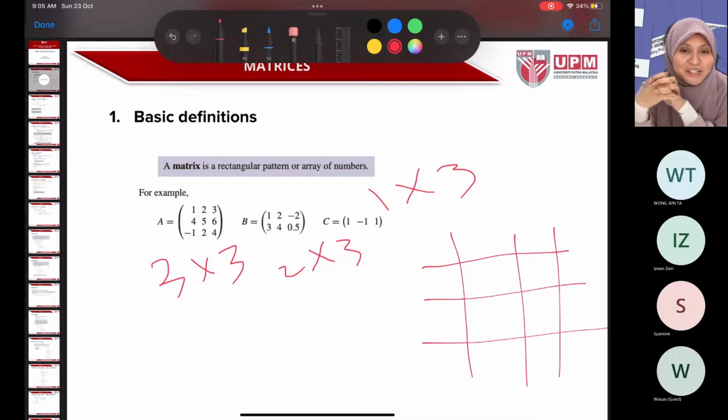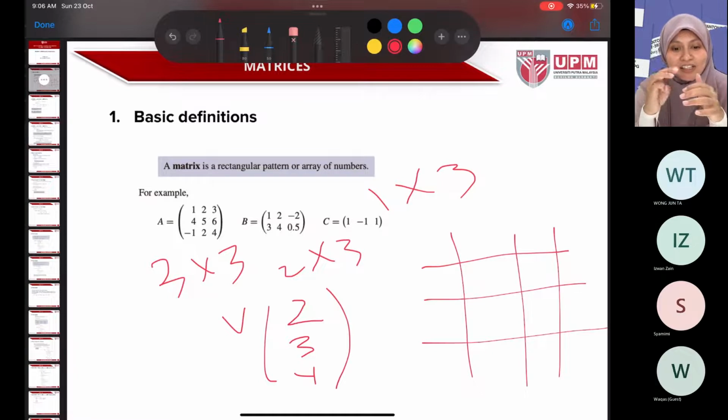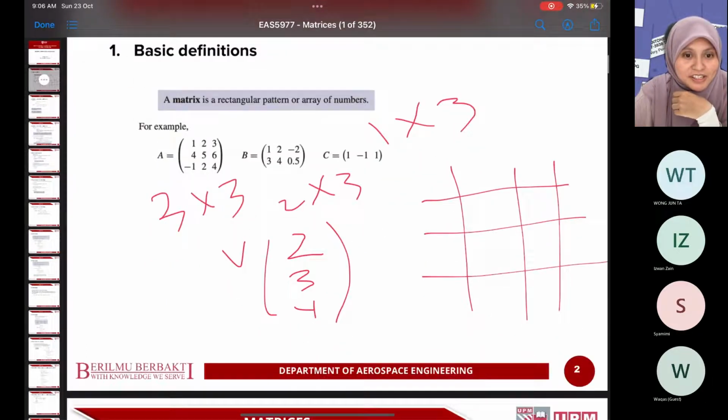Vectors also, from last week, we can write in terms of matrices, if you remember. For example, the vector 2, 3, 4 in 3 axes, X, Y, Z, you can also write in matrix form.